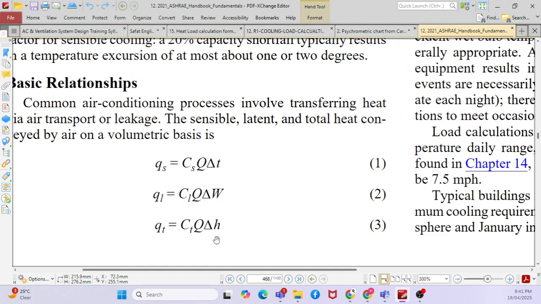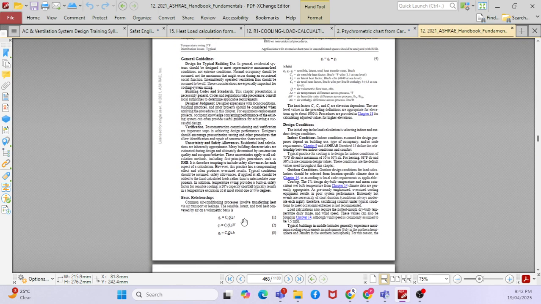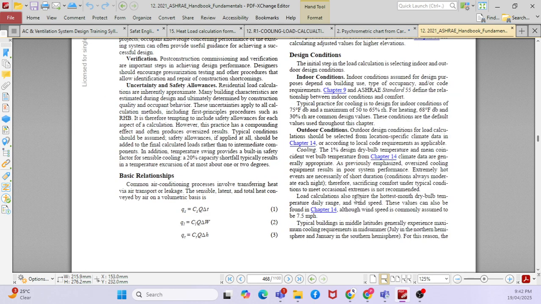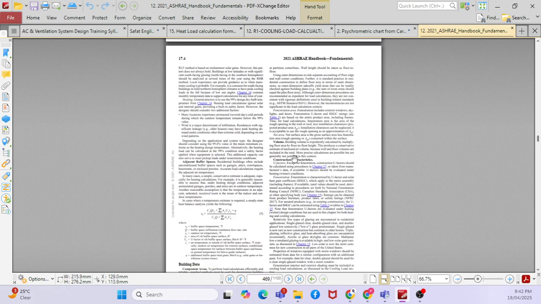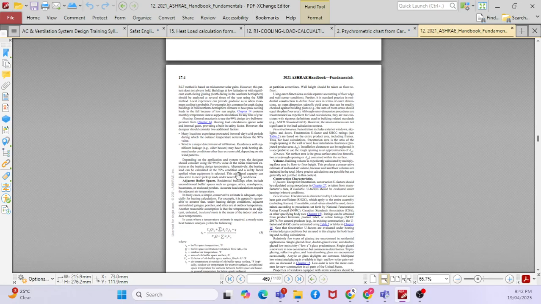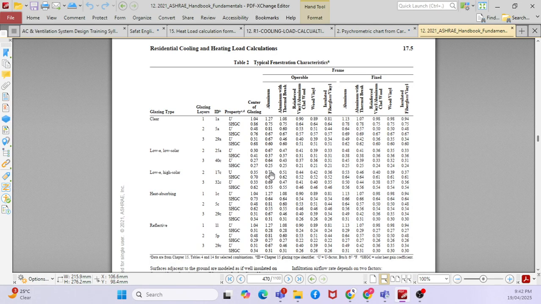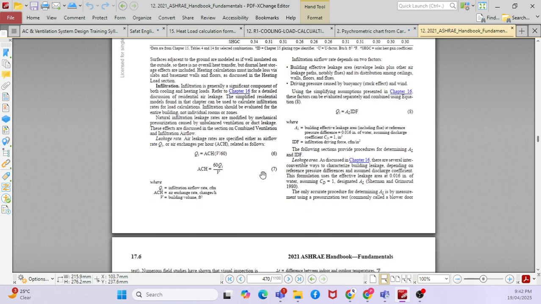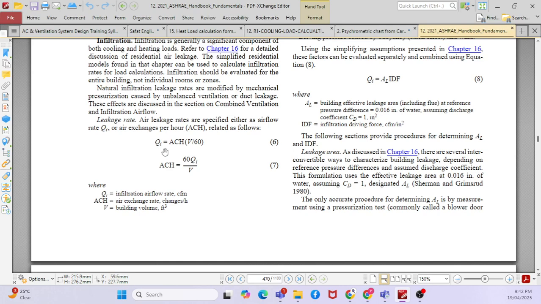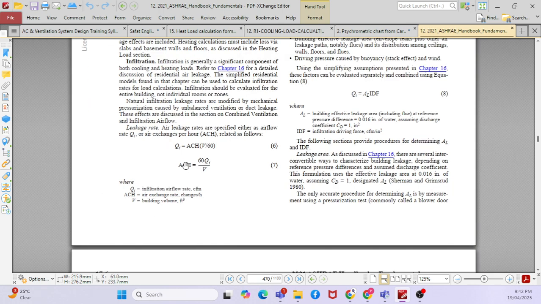So after 2-3 weeks, you will get some idea. Don't worry about that one. Start reading this document. Design conditions. What are the indoor conditions? What are the outdoor conditions? Right? And go further down. Can you see that air change per hour? How to calculate the infiltration airflow rate based on the air change per hour? What is the equation here?